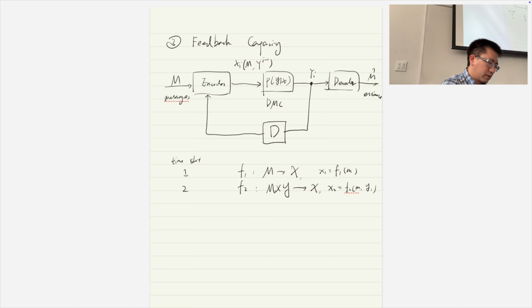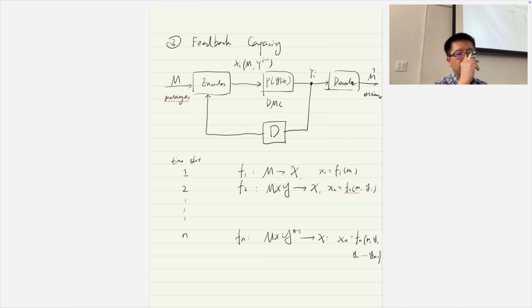So if we have the nth time slot, we have fn, so xn equals fn of m and all the y's, y1, y2 up to y(n-1). We use all of the information to encode. Is that clear? Okay, great. So basically, you know what we mean here. And we still consider the fixed coding.